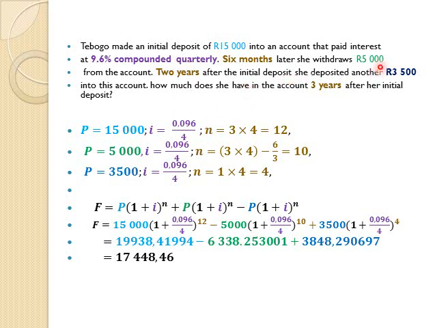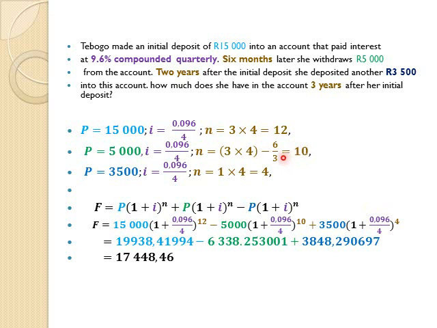6 months later, she withdraws 5,000 from the account. So P is 5,000. Interest is still 0.096 over 4. Right? And if she withdraws 6 months later, what extra time period is she earning interest, and we have to remove that interest from the account. So 3 times 4, as you can see, is 12. 6 months, remember every 3 months is a quarter. So 6 divided by 3 gives me 2 quarters. So all in all, she's getting 10 quarters extra interest. So we have to remove the 10 quarters.